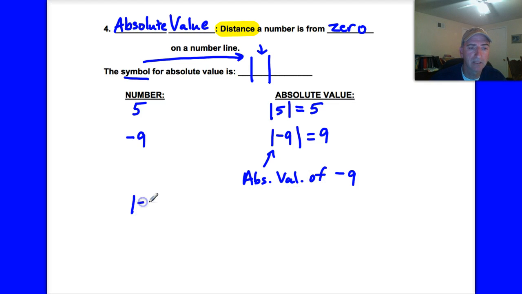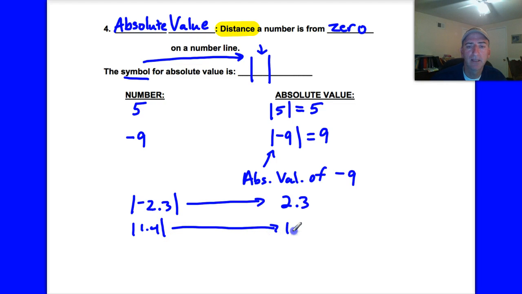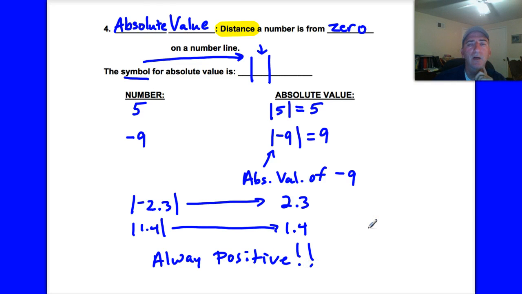Let's do another one. Let's do a decimal. -2 3/10. Doesn't matter that it's a negative sign. The absolute value of -2 3/10 is 2 3/10. And let's do one more positive number. How about the absolute value of 1.4? Absolute value of 1.4 is 1.4. What do you notice about this? It should be obvious now. Do you see it? The absolute value is always a positive number. It's always positive.